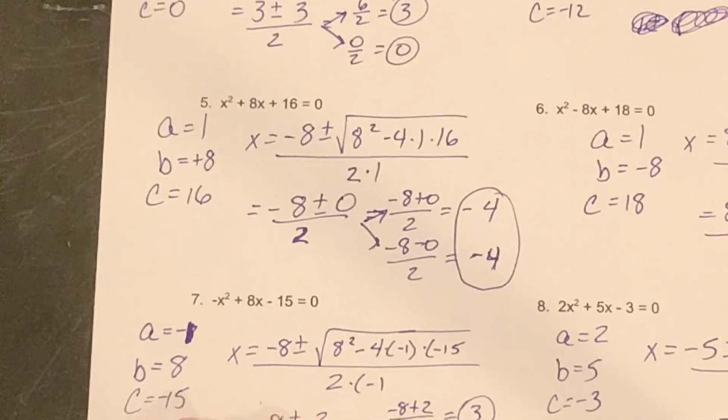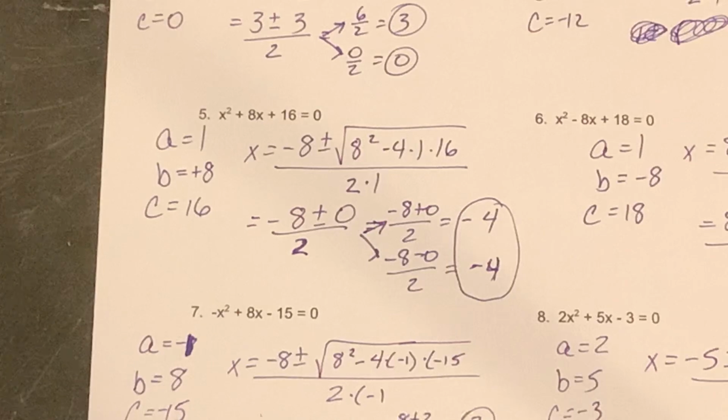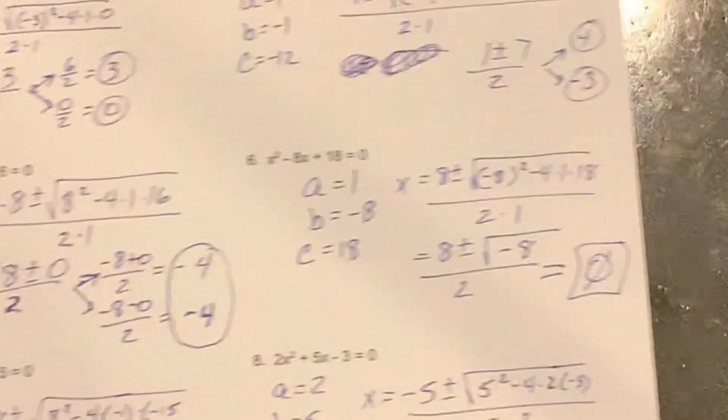Number 5. A is 1, B is 8, C is 16. So x equals the opposite of 8, which is negative 8, plus or minus the square root of 8 squared minus 4 times 1 times 16, all over 2 times 1. When you take the square root of all of that, you get 0. So you get negative 8 plus or minus 0 over 2, which is unique. You're going to get the same answer twice. This is a double root. So negative 8 plus 0 over 2 is negative 4, and negative 8 minus 0 over 2 is also negative 4. So two answers, the same twice.